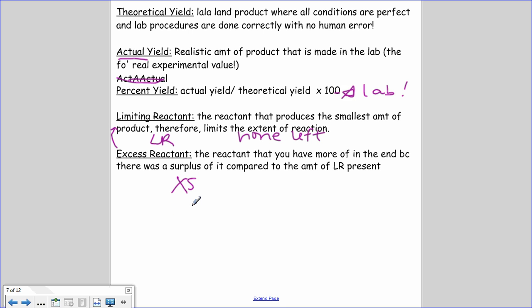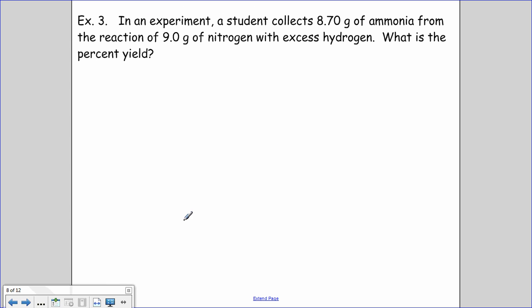All right, let's do a problem involving this. In an experiment, a student collects, this is just percent yield, 8.7 grams of ammonia from the reaction of 9 grams of nitrogen with excess hydrogen. So this is not really a limiting reagent problem because it literally tells you hydrogen is in excess, meaning nitrogen must be the LR. What's the percent yield?